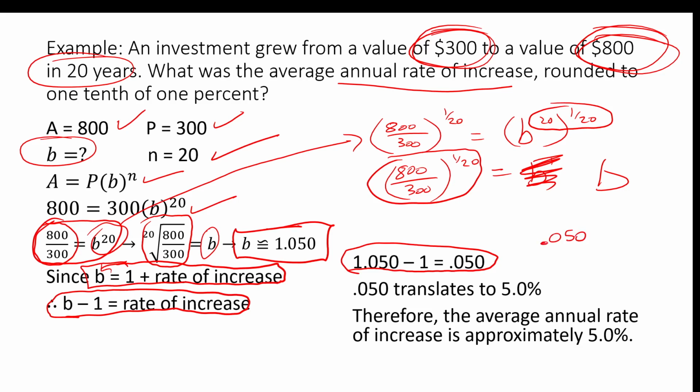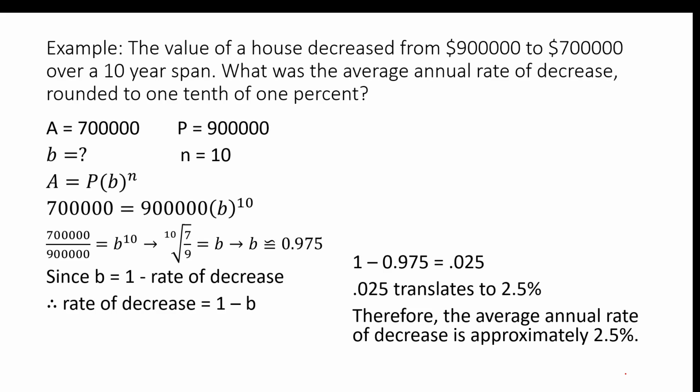So to express it as a percent, we multiply by 100 and get 5.0. So that 0.50 in that part of the question relates to a rate of growth of approximately 5.0% per year.